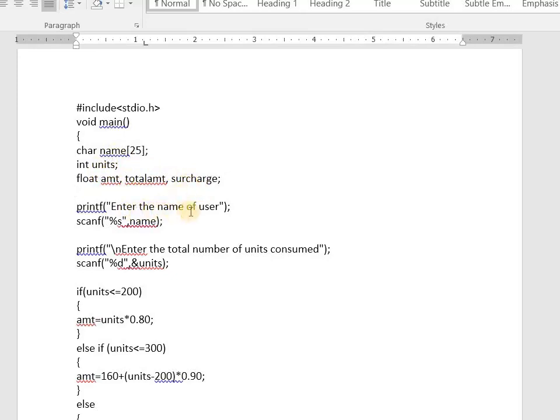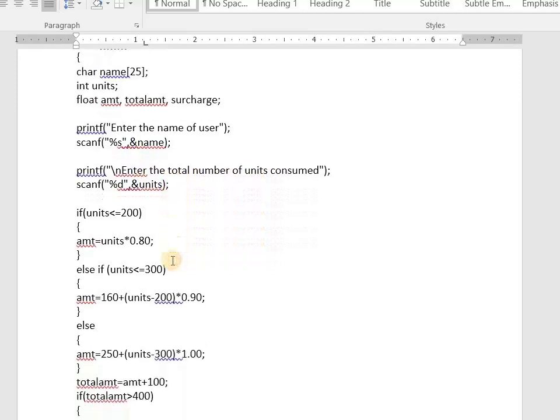Just we are reading the username. If you enter your username as John, that will be stored in name. While reading a string, you may use the ampersand or you may not. Enter the total number of units consumed. That will be stored here. I have just explained the logic.